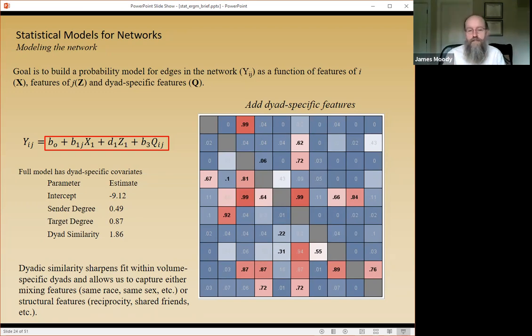And so this is the logic. Now this model, as it's currently specified, I've deliberately called a dyadic regression model.